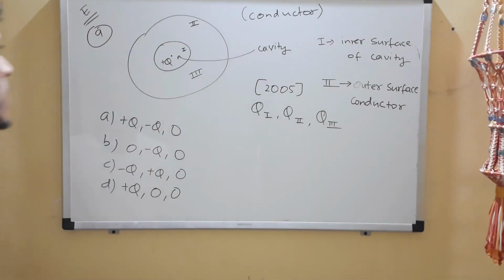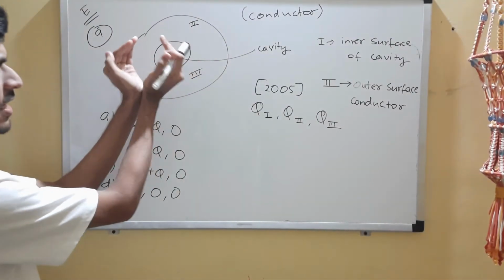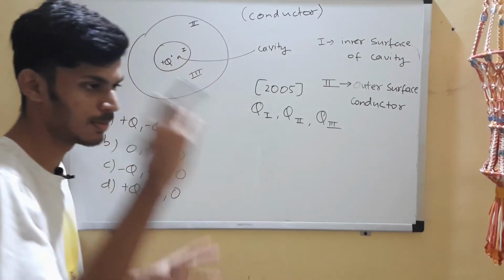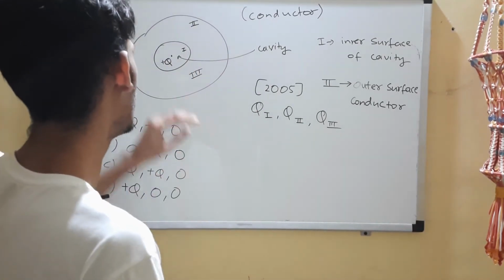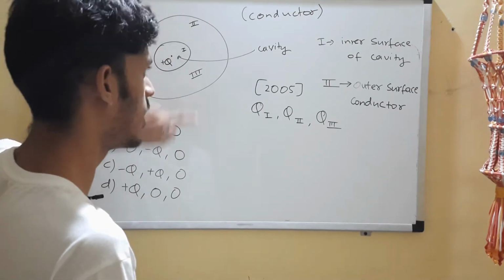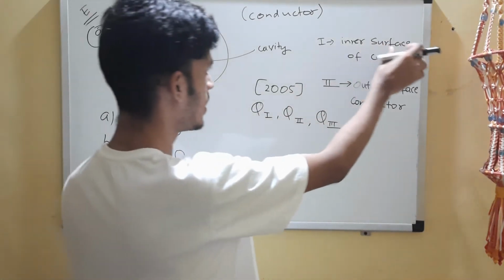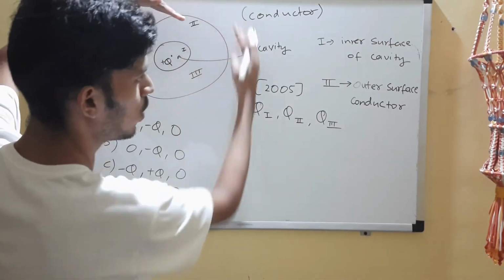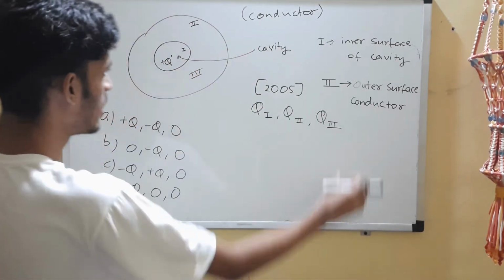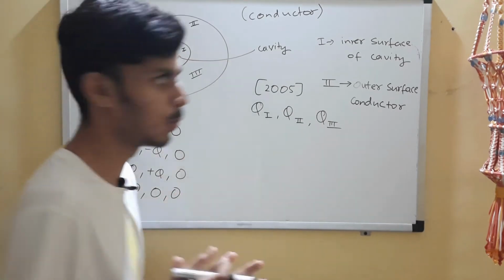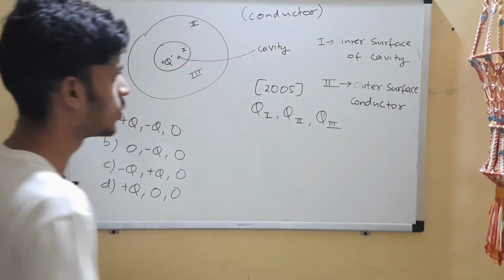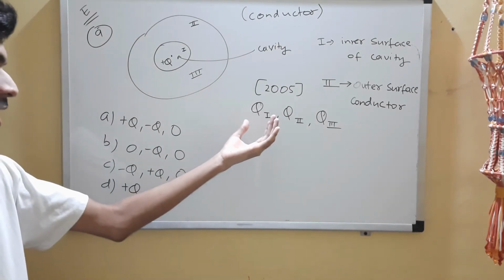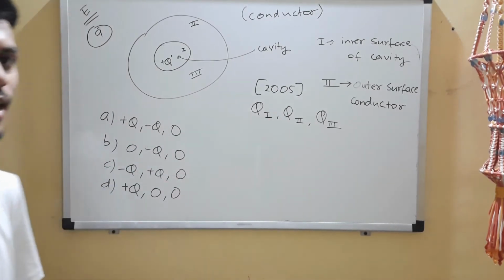Now question 9 over here. In this question, a cavity is made in this conductor. A point charge plus Q is placed at the center of this cavity. Regions are marked as 1, 2 and 3. Region 1 represents the inner surface of the cavity, region 2 represents the outer surface of your conductor, and region 3 is the region between them. So you are supposed to find the charge at 1, 2 and 3 respectively.